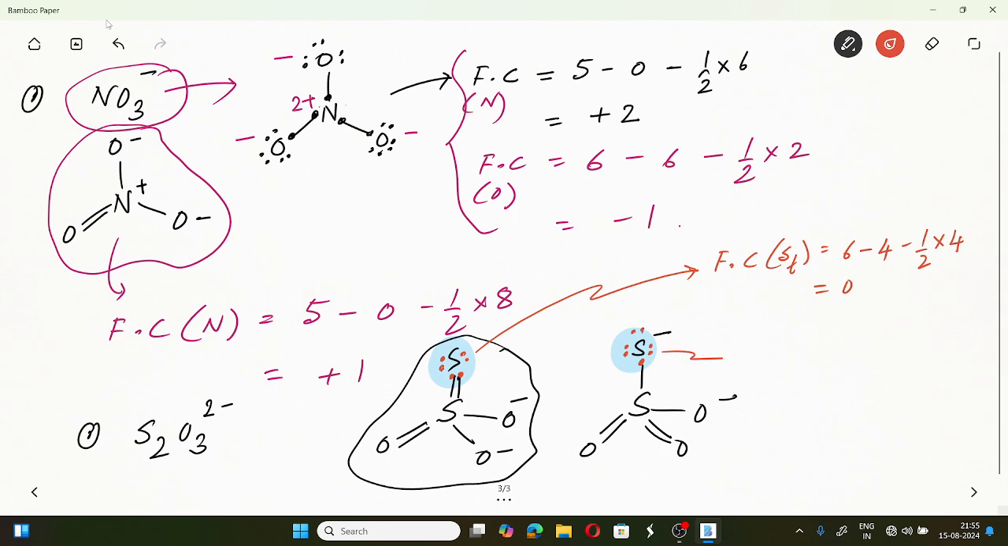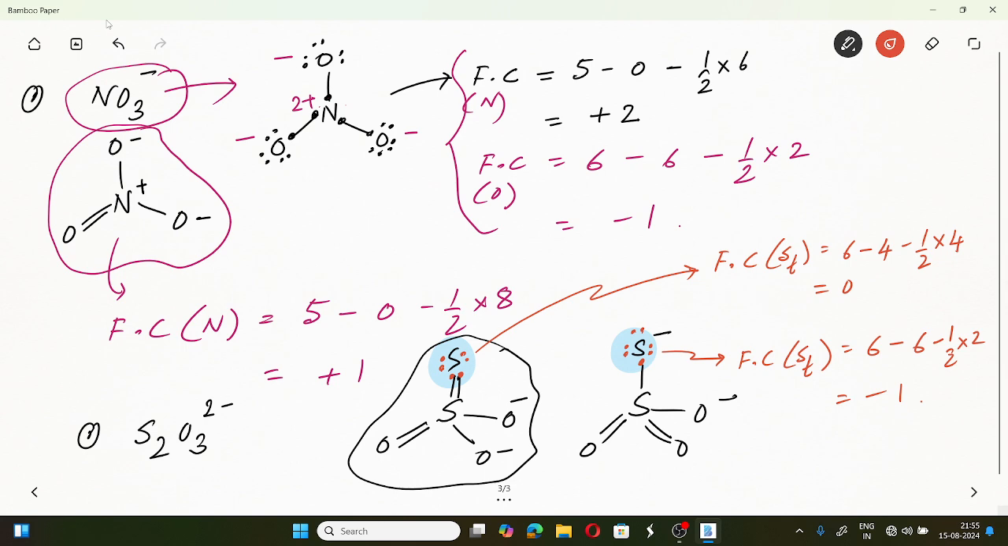And if you want to find out the formal charge over this terminal sulfur, see, this is 6 minus how many lone pairs of electrons? 6. How many bonds? 1 bond, so 2 electrons. So this is -1.